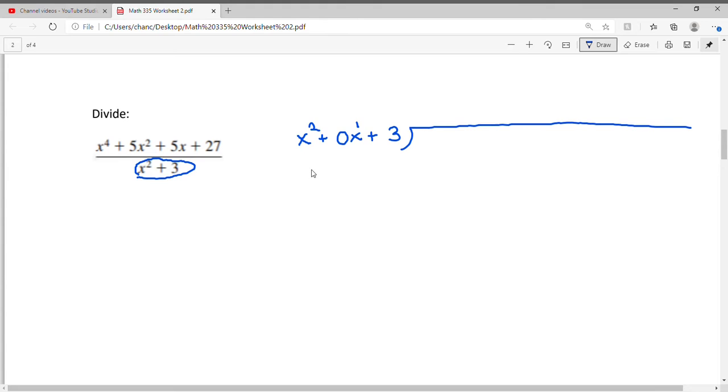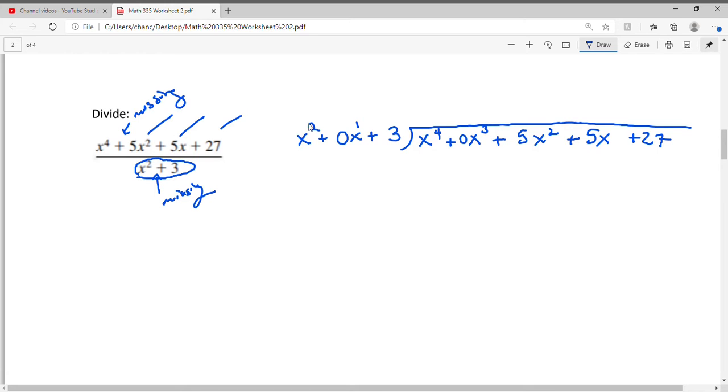And what's going to go inside? Our dividend has to be in descending order as well. So we have x to the fourth. I need a power of 3, and it's missing. So we're going to add 0x cubed. We have a power of 2, 1, 0. So that's okay. So we're going to put 5x squared plus 5x plus 27. Again, we need placeholders for when there's a missing degree or missing power. So we just have 2 in this case, 2 missing powers.